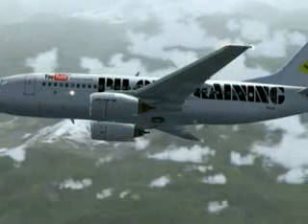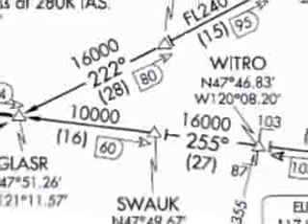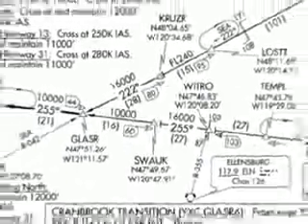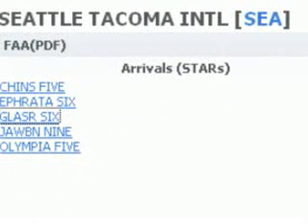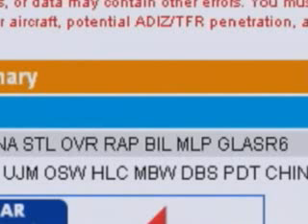Tackling the SID was the easy part. The STAR, in almost all cases, is more difficult because it contains a lot more information. Back at Aeroplanner, we know what STAR to use because by now we can pick it out of our flight plan. In this case, it's Glasser 6.